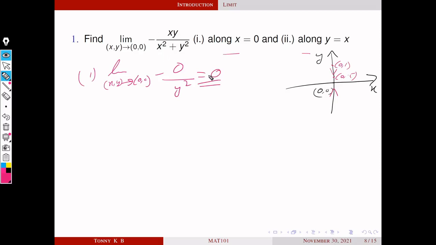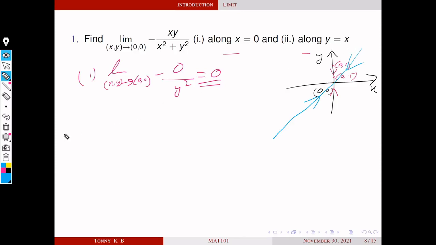You got it? So next we consider another path. Another path means along the path y is equal to x. And what is y is equal to x? Y is equal to x means we know it is a straight line like this. So (x, y) tending along this path means either tending to 0 0 through this direction or through this direction. Whatever the points are, they always satisfy this condition.